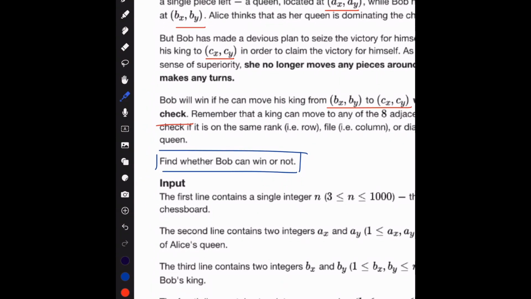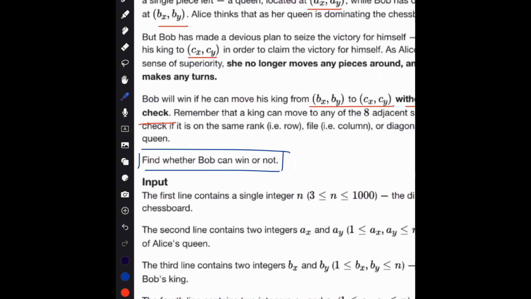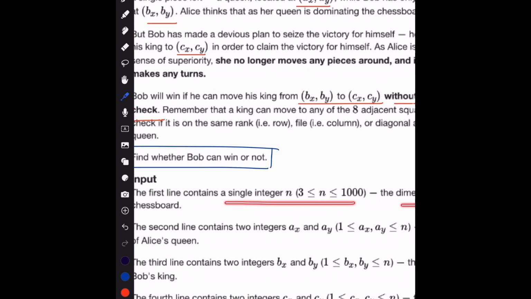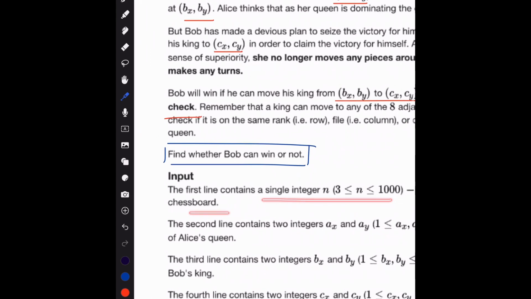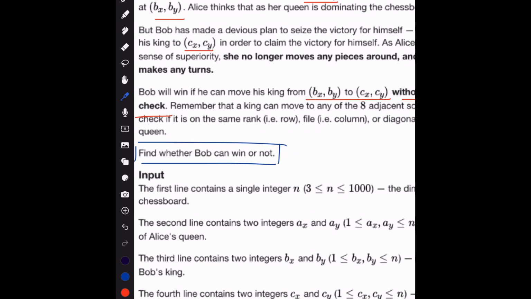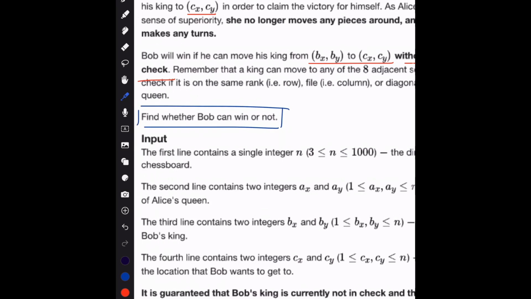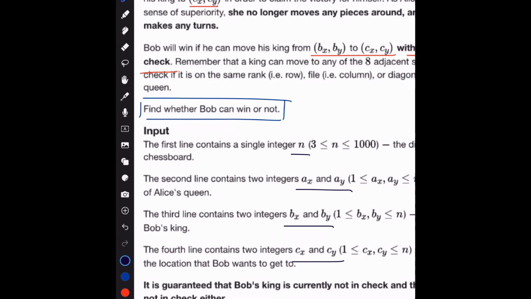Okay, now let us first see what the inputs are. The first line contains a single integer n, the dimensions of the chessboard. The second line contains two integers ax and ay. Then the third line contains two integers bx and by, and the fourth line contains two integers cx and cy. Okay, so what all things are given? We are given an n, we are given ax and ay, we are given bx and by, and we are given cx and cy.